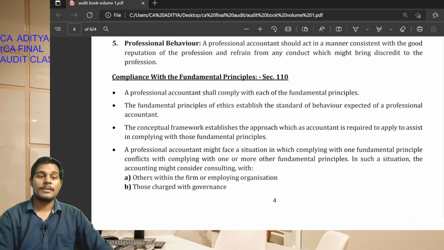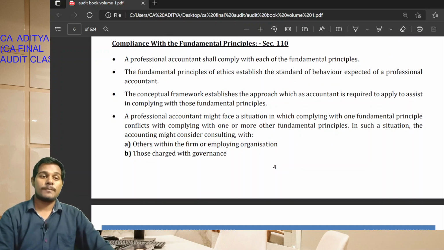Very important, students. Please read them at least 5 times or 10 times. Compliance with the fundamental principles, section 110. A professional accountant shall comply with each of the fundamental principles. See students, a chartered accountant should comply with all the 5 fundamental principles. The fundamental principles of ethics establish the standard of behavior. See students, the fundamental principles will provide behavioral aspects to the chartered accountant. How a chartered accountant should be will be provided by the fundamental principles. The chartered accountant should have these fundamental principles while involved in an audit.